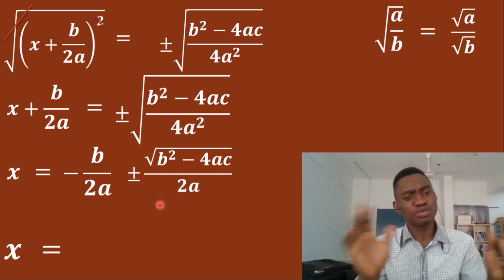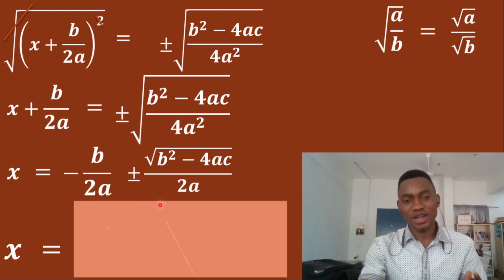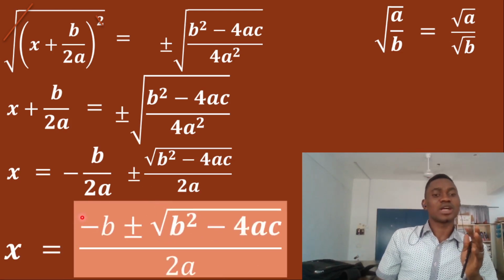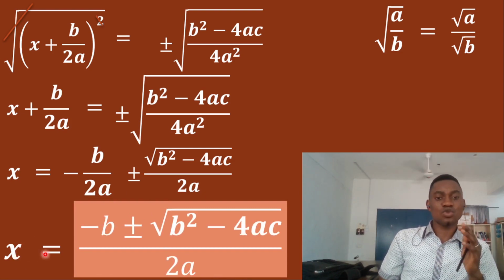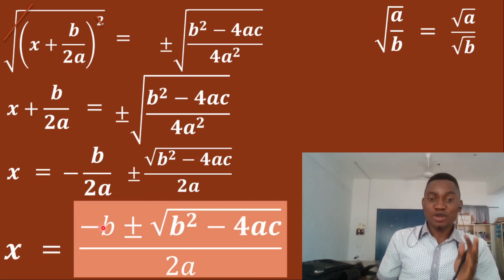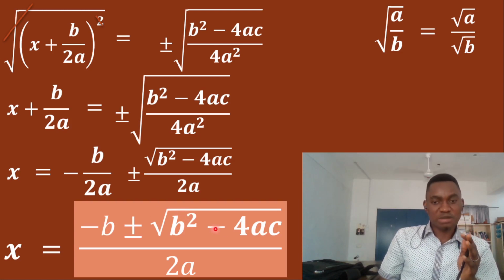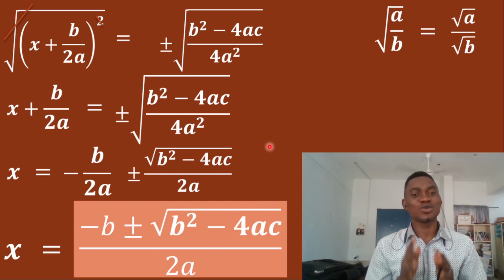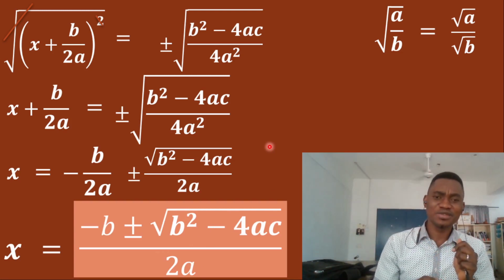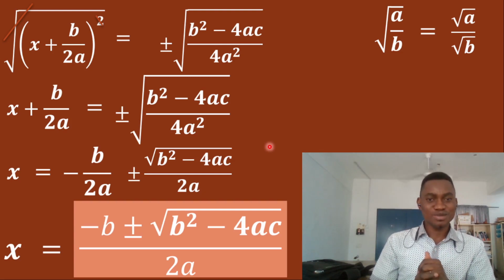We have just proved the formula. Okay. This is the quadratic formula. That has it as x equals minus b plus or minus root of b squared minus 4ac all over 2a. Proved. We are done with this proof, and I believe it is very, very simple.